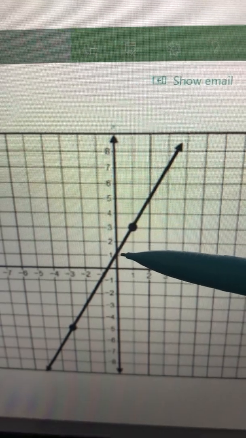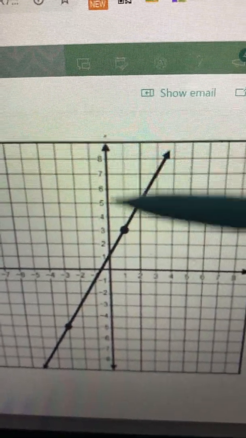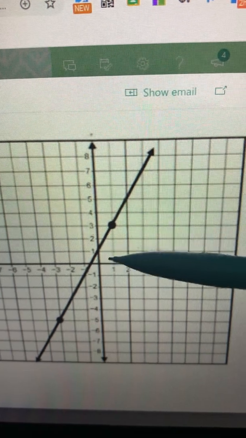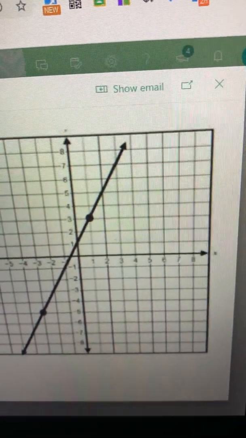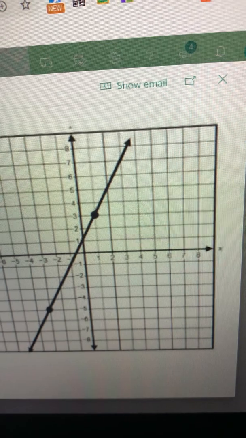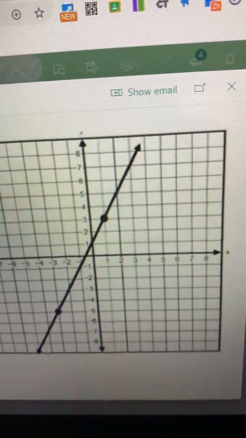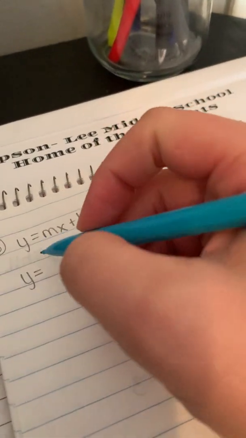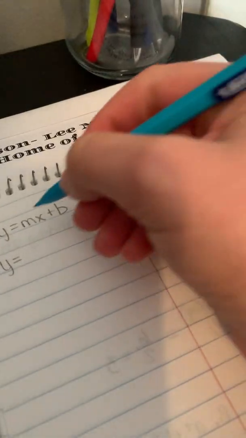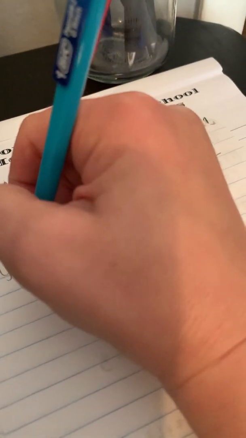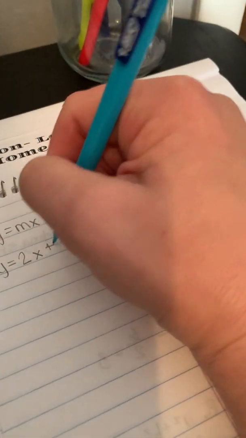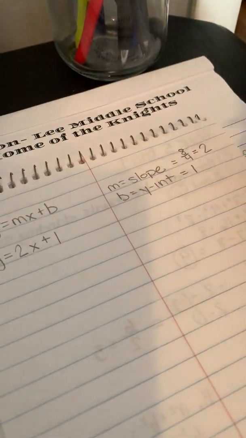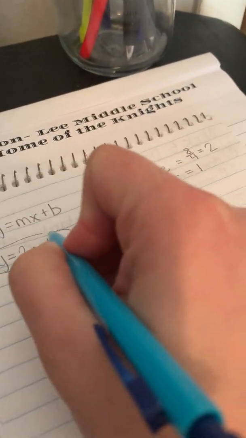And then your y-intercept is the point at which this line crosses the y-axis. This is the y-axis that goes up and down. So it crosses the y-axis at point 0, comma 1, where x is 0 and y is 1. So my y-intercept is 1. So this would be written as y equals, my slope or m is 2, so 2 times x plus my b or my y-intercept is 1. Y equals 2x plus 1 is the equation for this line.